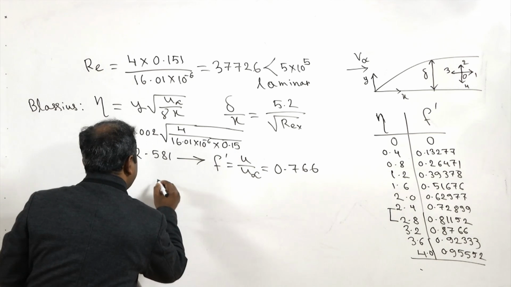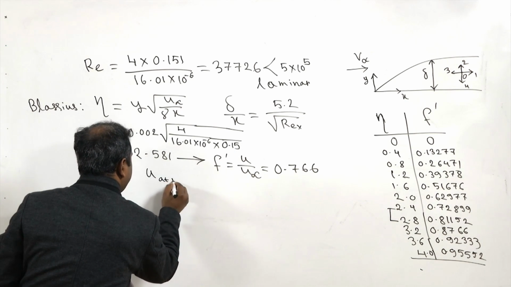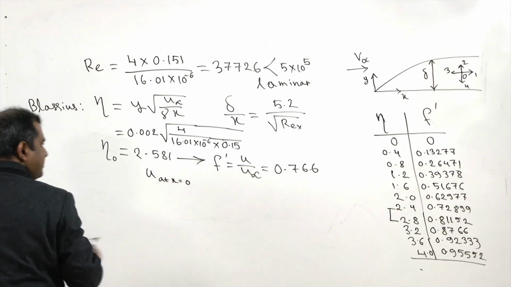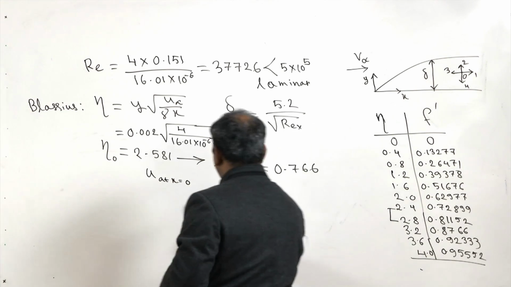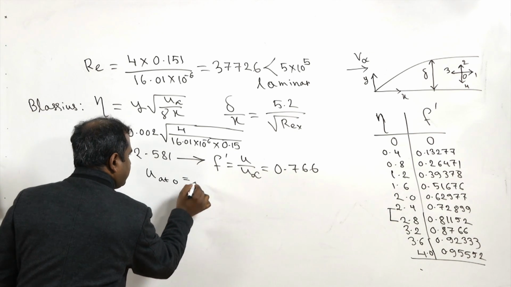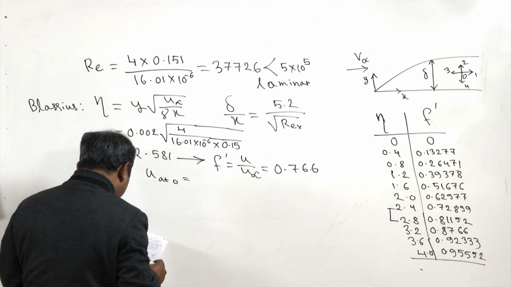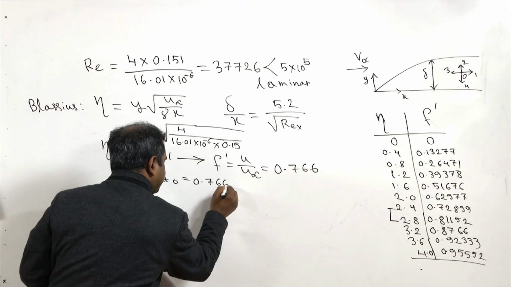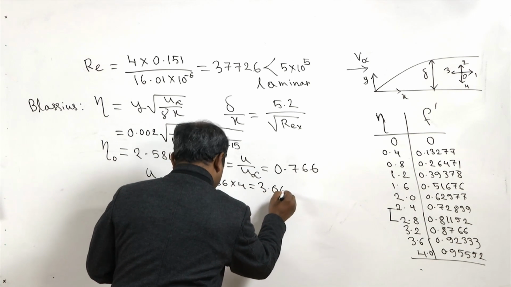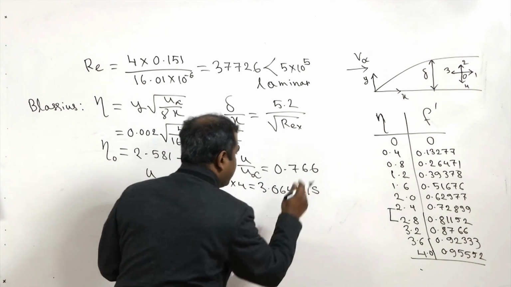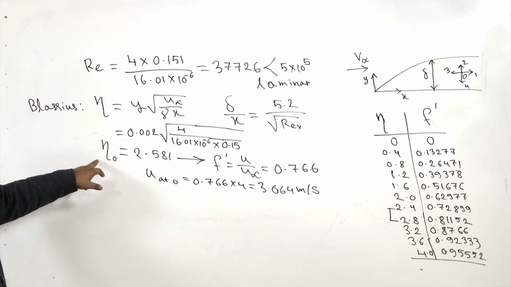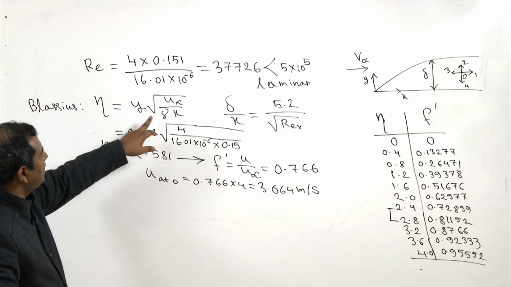Then from here we can get u at 0. Let me not write x 0, because x has some other value at 0, so let me write it as at 0. So, u at 0 is actually 0.766 into 4, which is nothing but 3.064 meter per second. Now, if you proceed in the same way for eta 1, eta 2, eta 3 and eta 4, only the value of x will be changing.